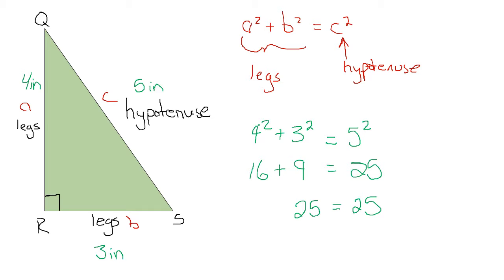So you're going to be able to use this to find missing sides. Sometimes in geometry we'll use this to see if it is a right triangle. We'll get to that later. But right now I just want you to remember how to find a missing side and how to identify which sides are which, and specifically which side is the hypotenuse.